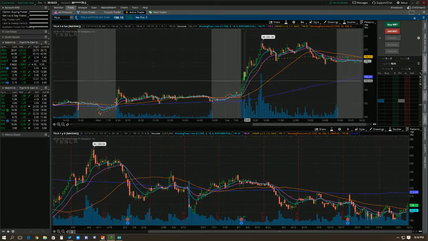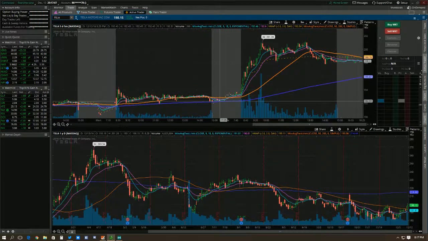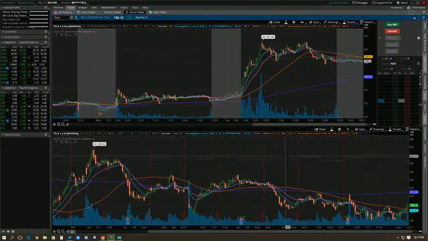So when the stock goes up, your delta is going to go up also once your option goes into the money, and that's what's going to make your option contract go up. So when you buy a put, you're going to be short delta. You're going to want it to go down.